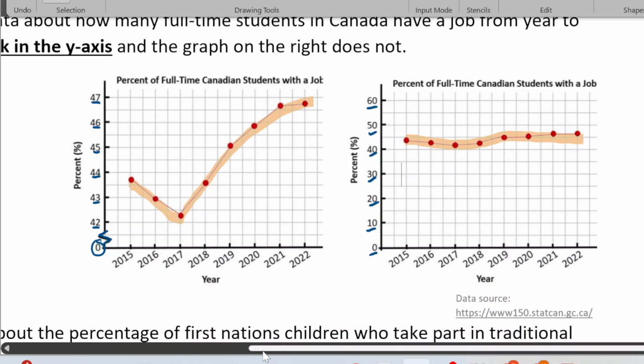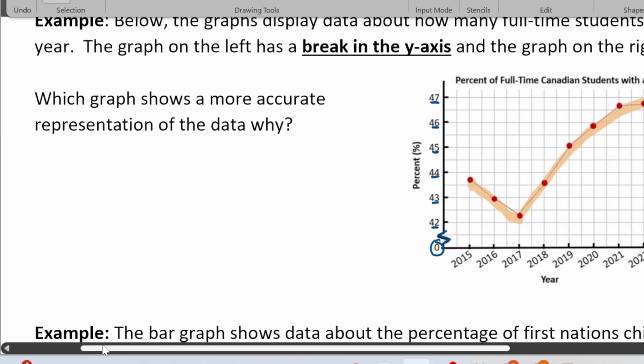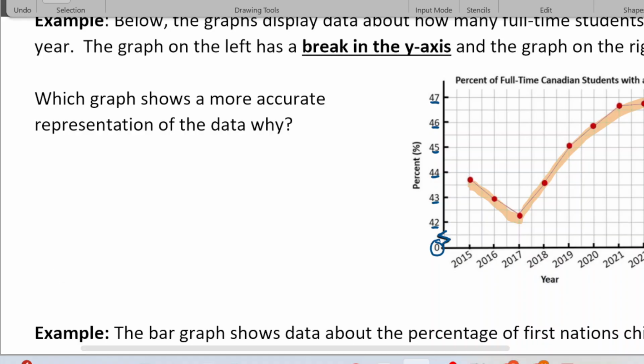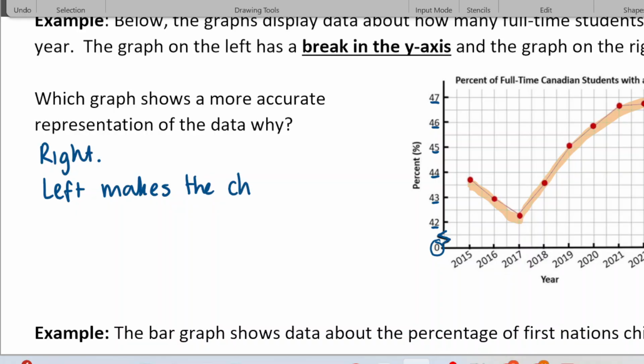Okay, so let's answer the question. It says, which graph shows a more accurate representation of the data? The graph on the right is more accurate. The graph on the left makes the change look extreme. Someone who just glanced at the graph and didn't actually read the numbers would think, whoa, so many more Canadians are having a job. But actually that's not true. The actual change has not been that much.